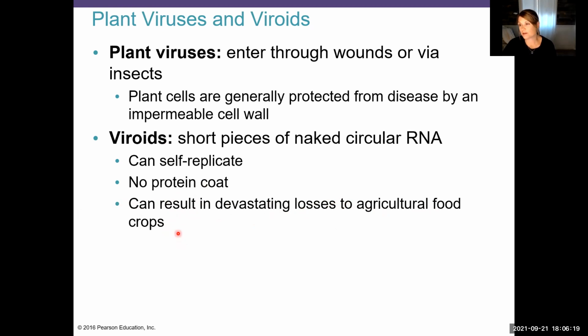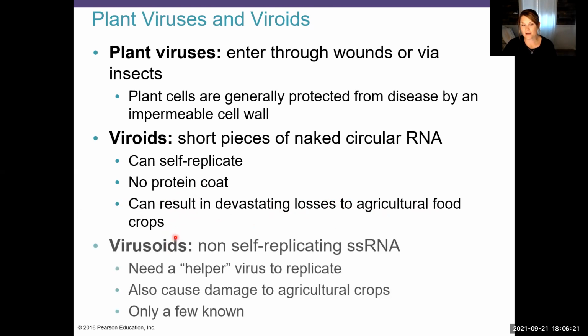Okay, so those are viroids, and similar to that are virusoids, which are kind of the same thing, except they can't self-replicate. All right, they cannot self-replicate. They're single-stranded, but they need help to replicate. These guys can replicate on their own, but virusoids need a second or helper virus to replicate. All right, so they need a second virus to co-infect the plant with this virusoid to be able to replicate.